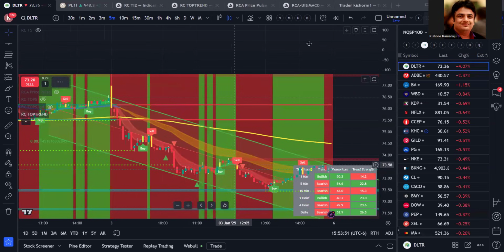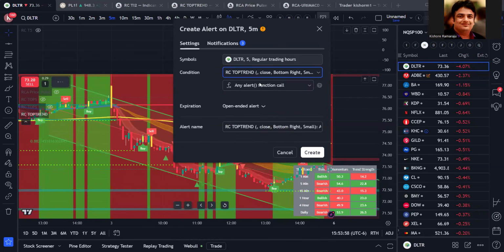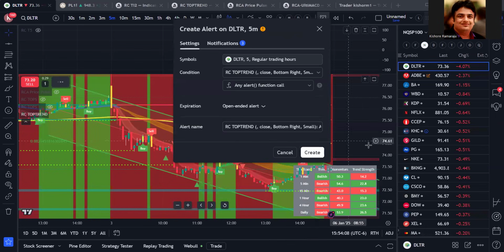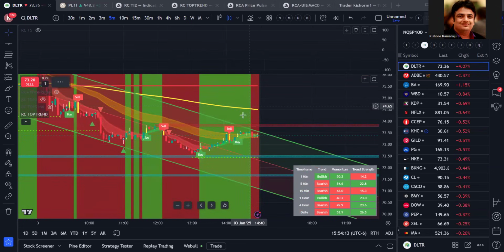You can go and create a notification that whenever on Dollar Tree I get a super buy or super sell, let me know. Whenever I get a strong buy or strong sell, let me know. So whenever I receive the notification, I'll go and see. Okay, I got a sell and I am close to the top. So if you get a strong sell or super sell at the top, that is a huge opportunity, right? One alert can make us 100% gains. But if I get a sell close to a support, I won't take it, right?